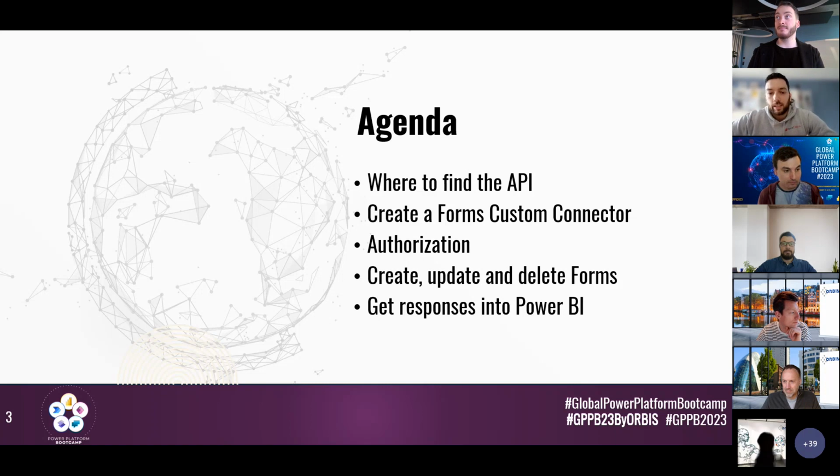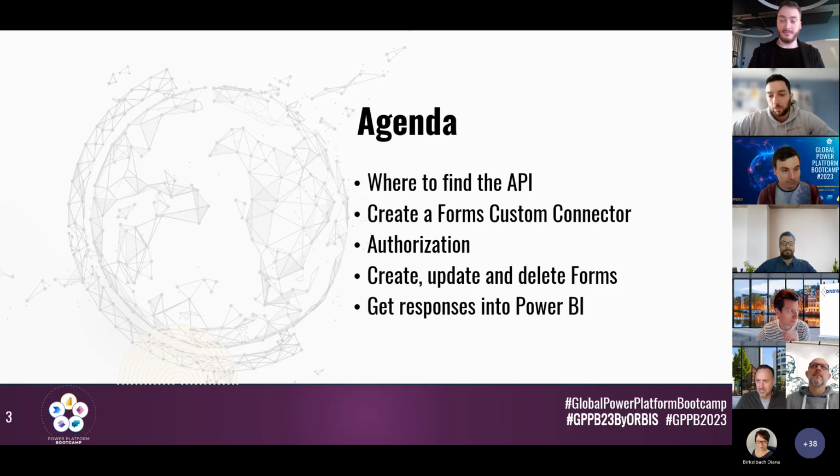The agenda, as I shortly described 3 slides before, is today about the Forms API, and we're going to take a look at where to find that API and how we can find the URI that we need to call that API. Then Robin will continue to show you how to create a Forms custom connector, or at least a glimpse at how to do that, not the whole connector, since we're a little bit limited on time. And also show you how you can set up the authorization, also a shorter part.